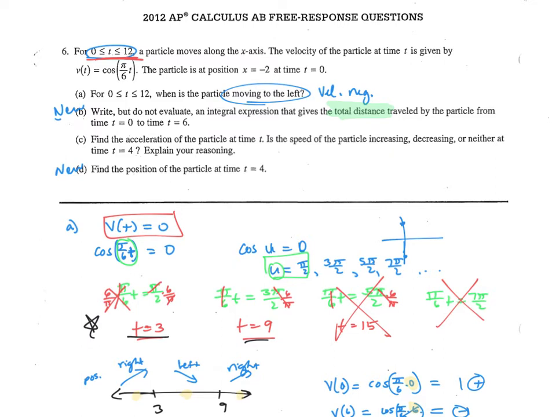Find the acceleration of the particle at time t. Is the speed of the particle increasing, decreasing, or neither at time t equals 4? Okay, I'm hoping this question is starting to look familiar. Speed increasing, decreasing, or of course we have that neither option. Explain your reasoning. This is going to be at least 2 points. 1 point for your answer, and then 1 point for your justification with it, because it does have this explain. This one might be 3 points.